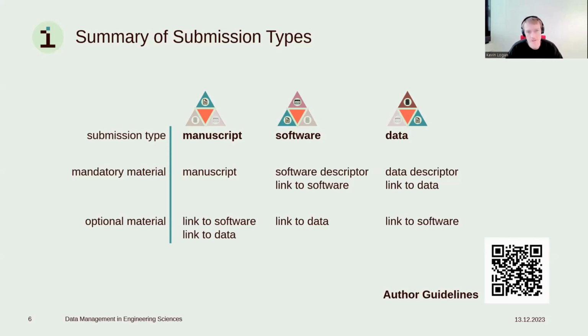As I said, we have transparent submissions. What we mean by that is that we have three types of submissions: classic manuscript submissions, software submissions, and data submissions. With each of these submission types, there are certain things that you have to submit. A classic manuscript needs a manuscript, obviously, but optional material is highly encouraged, so linking to, say, a repository with stored software that you used for conducting your research presented in the manuscript, or a repository that stores the data.